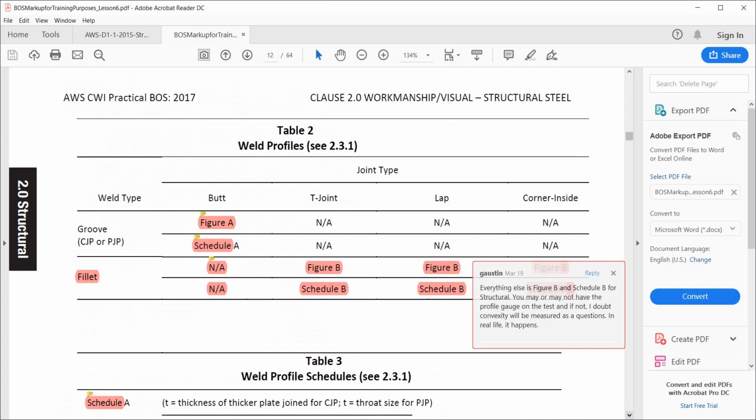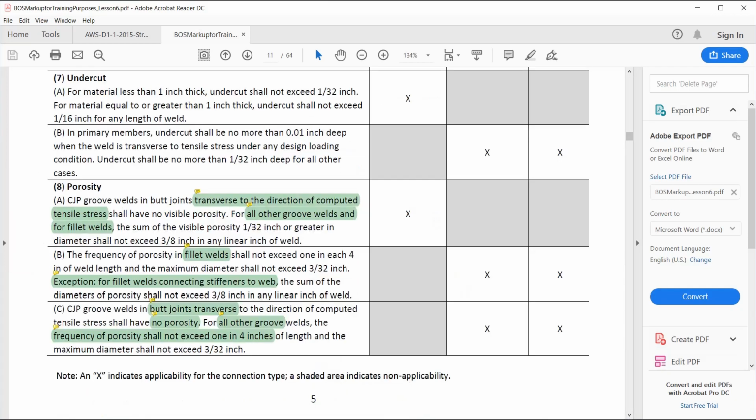That's another one where the conditions vary depending on the application. We're not going to scroll back up there and look at them. You'll have your book out and you can look at them. But same thing to keep in mind, this only applies to butt joints transverse to the direction of computed tensile strength. They shall have no visible porosity.